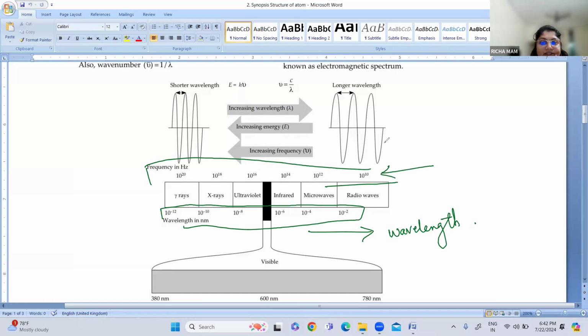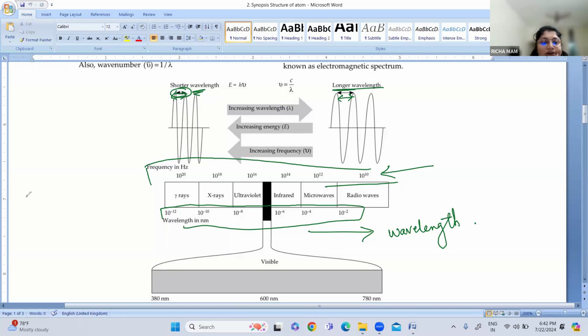So what do you mean by shorter wavelength? Shorter wavelength means the distance between two troughs. This is a trough, and so like this. The distance between these two troughs is very small, so it is said to be a shorter wavelength. And when the distance between the two troughs is more, then it is called a longer wavelength.